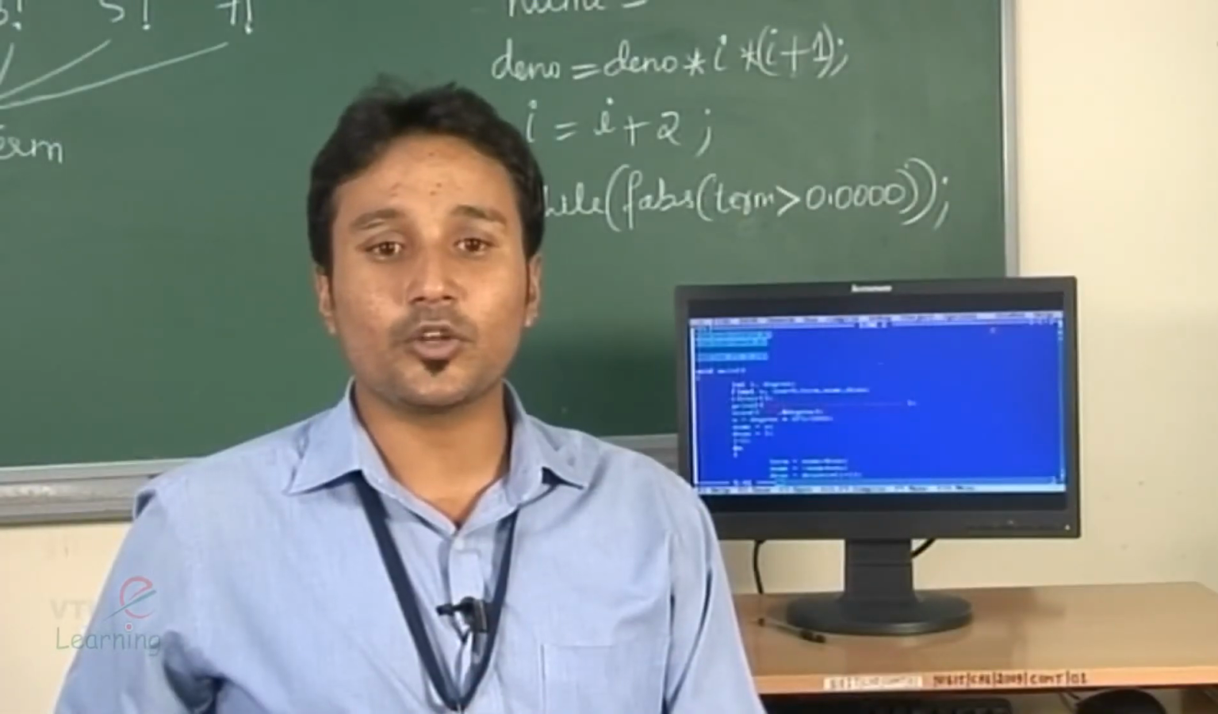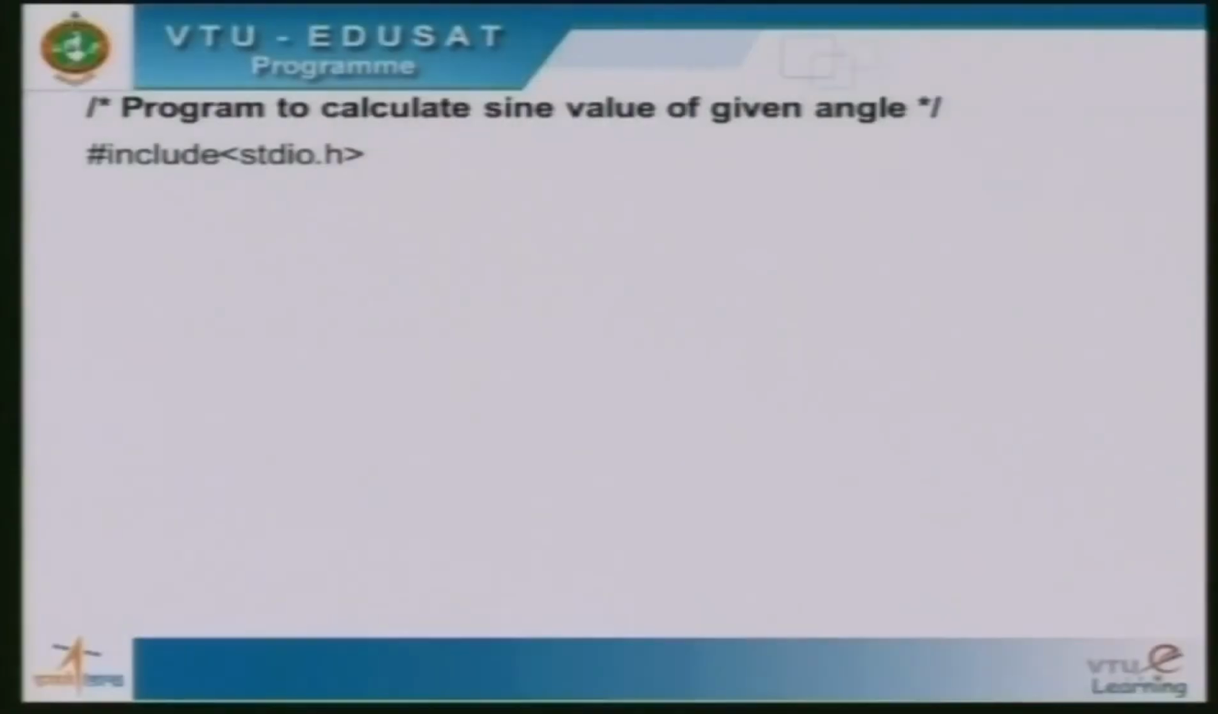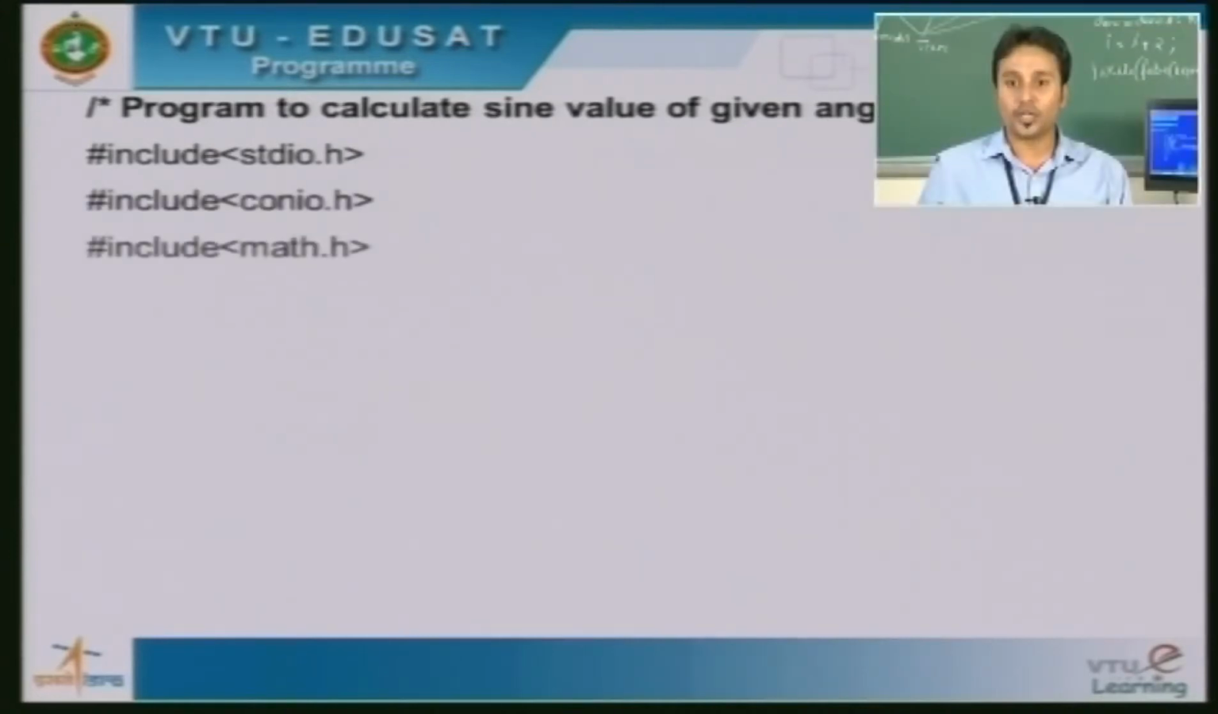Now, let us look into the program to calculate the sine value of a given angle. The very first line here is hash include stdio.h, which is used as a preprocessor directive along with the standard input output header file. We also make use of two other important header files, namely conio.h, which stands for console input output header file, along with math.h, which is used for mathematical operations.